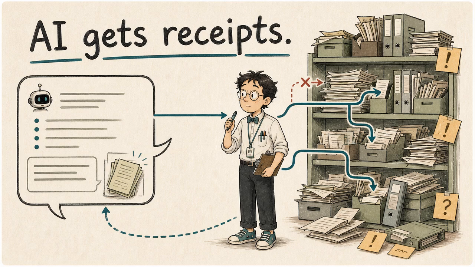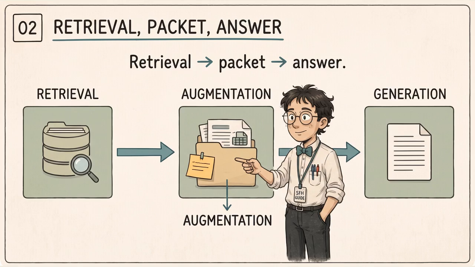RAG stands for retrieval-augmented generation. The pieces are less scary than the phrase. Retrieval means the system searches for relevant material. Augmented means the system adds that material to the model's context. Generation means the model writes the answer. So the plain English version is: before the AI answers, it goes and gets a packet of outside information. Then it answers with that packet in front of it.